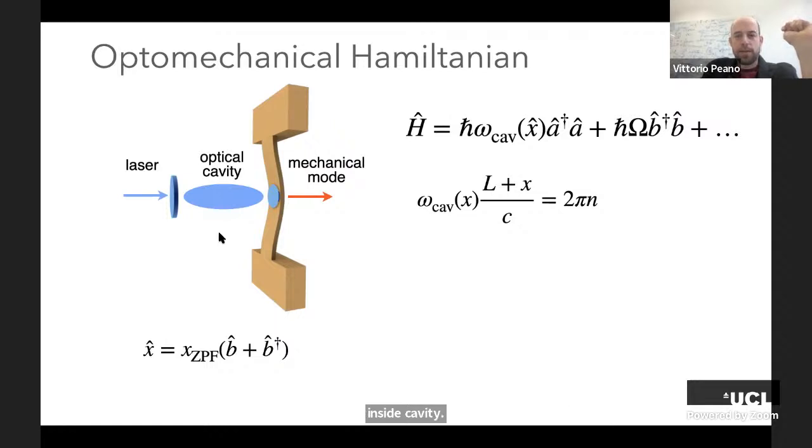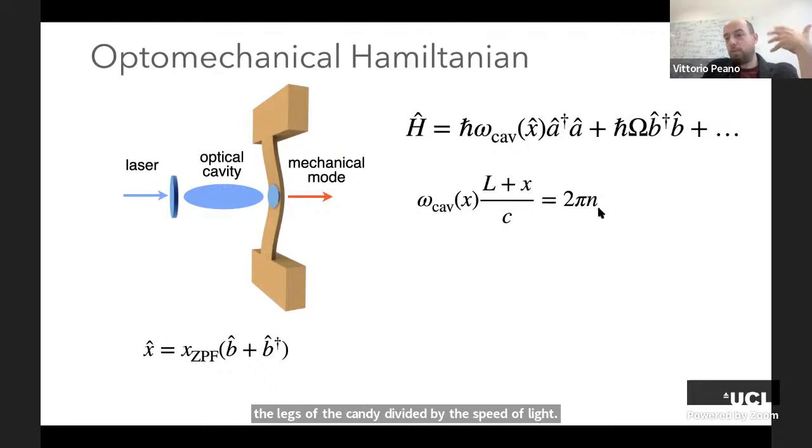Okay, so the idea is that since the mirror can move, the resonant frequency of the cavity will depend on the position of the mirror. So how? Well, the resonant frequency is the frequency at which I have a standing wave of the light. And so the idea is that this frequency times the time that the photon takes to travel, which is basically a factor two, twice the length of the cavity divided by the speed of light.